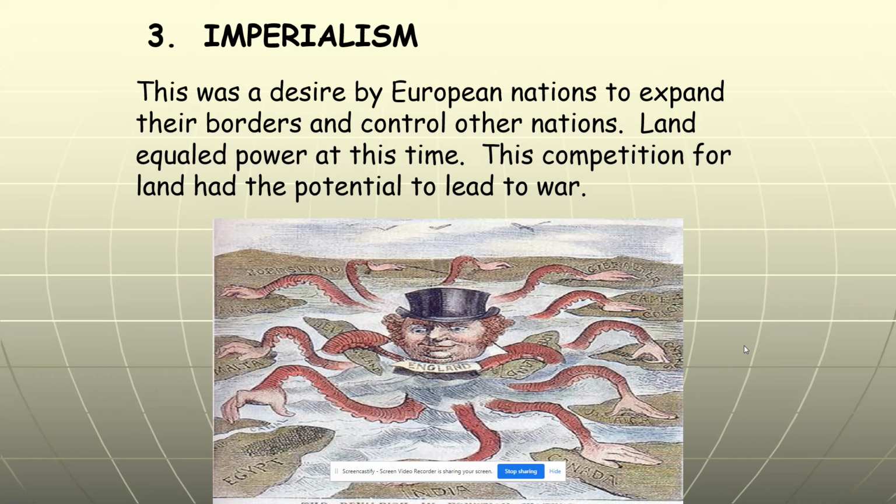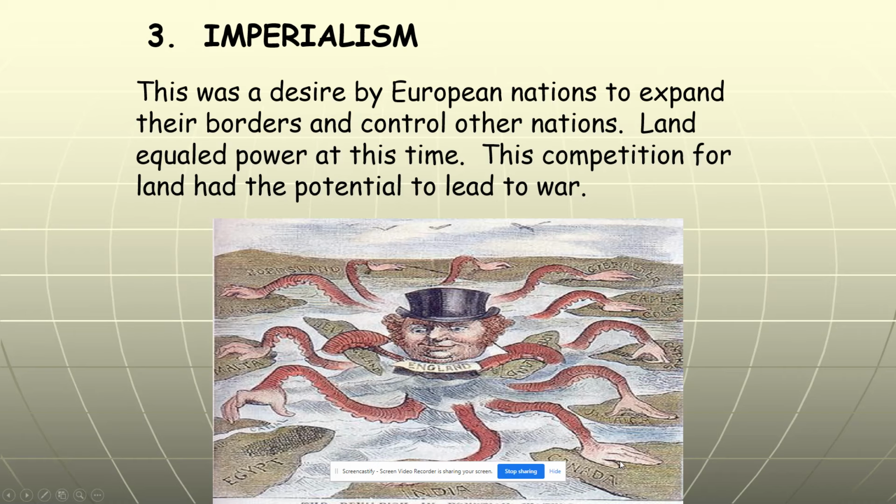Undoubtedly the largest empire in the world at this time was that of England, the British Empire, as it was called. Roughly 1 in every 4 people on Earth was a part of that empire, and Britain had control over almost a quarter of the world's landmass. So that's where this cartoon is applicable. You can see an octopus here, with England reaching its arms out across the world and grabbing onto pieces of land.